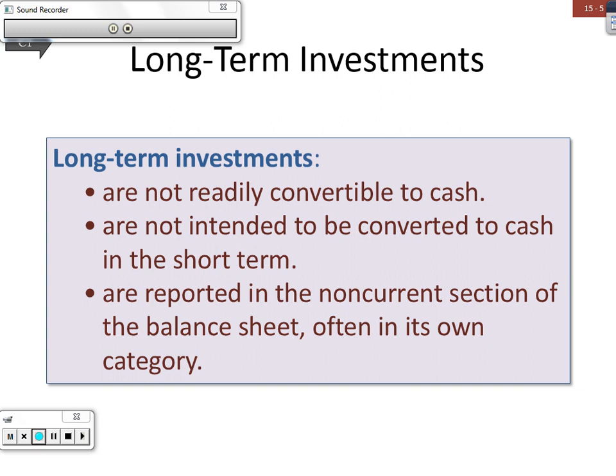Morning. And they are not reported as current assets because it's long-term. It would be considered more so of a long-term asset or non-current.